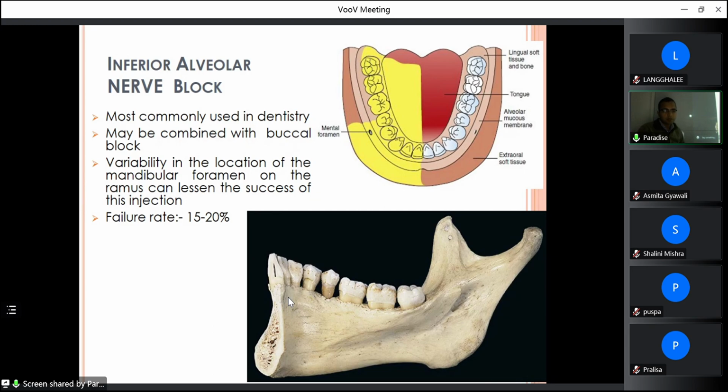Variability in the location of the mandibular foramen on the ramus can lessen the success of this injection. Failure rate is 15 to 20%. While giving the inferior alveolar nerve block, you have to deposit the local anesthesia in the region of the mandibular foramen, because the nerve enters through the mandibular foramen and exits through the mental foramen. In the region of the mental foramen, the nerve divides into two parts. The mental nerve comes out of the mental foramen, and the other branch is the incisive nerve. The incisive nerve supplies the anterior teeth, and the mental nerve supplies the labial gingiva as well as the labial vestibule.